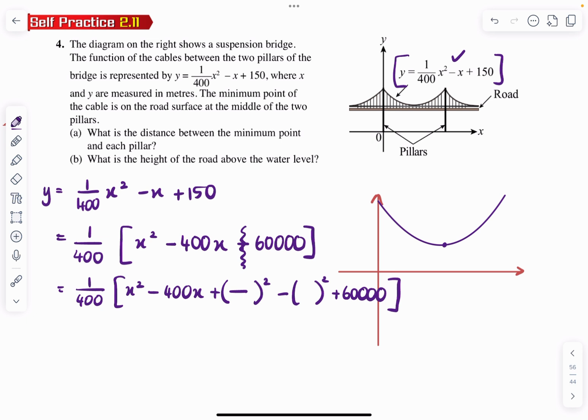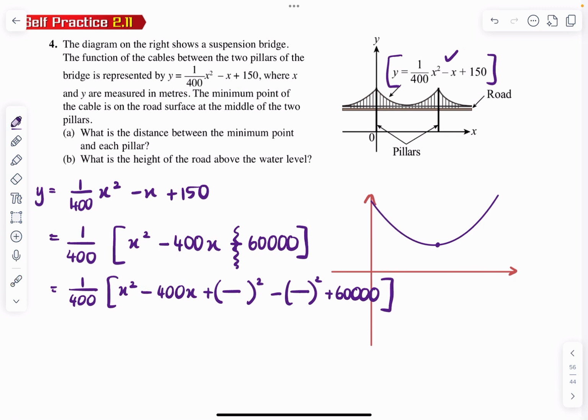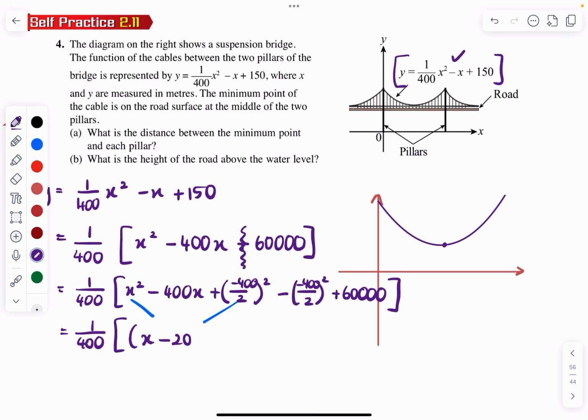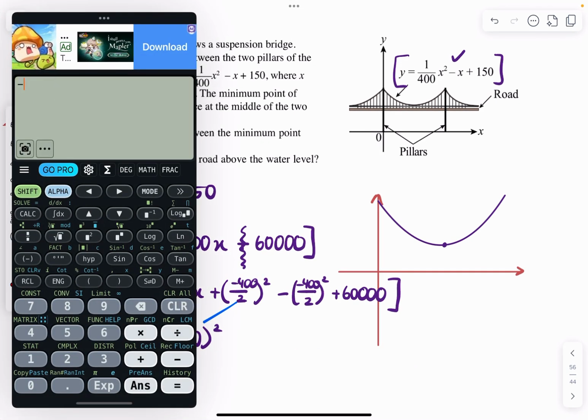So in the bracket will be b over 2. So b is this over 2. So it will be negative 400 over 2. Right. So this will be 1 over 400 x, oh, here will be x, and this you must put it into a bracket. So 400 over 2 will be 200 square. And then this whole thing we can put it in our calculator. So negative 200 square plus 60,000. We get 20,000.